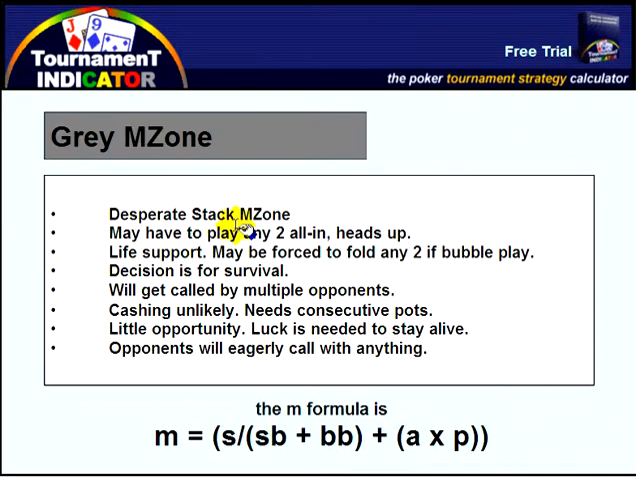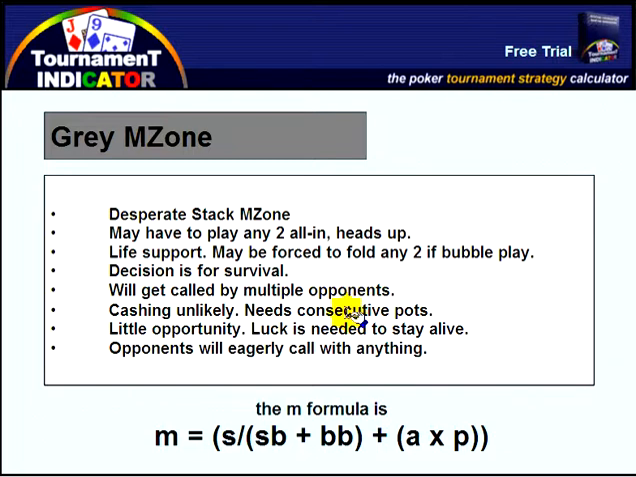Now the worst place to be in. It's called the gray M-zone. It's a desperate stack M-zone. You may have to play any two cards all in heads up. Just hoping for live cards against one player is probably your best play. Really, in the gray M-zone, you're on life support. You may be forced to fold any two if you are actually on the bubble. Your decision is for survival, guaranteed. You will get called by multiple opponents.